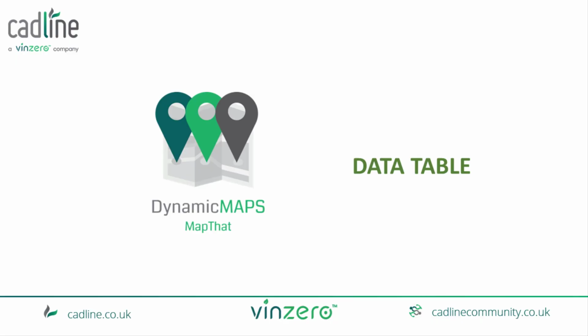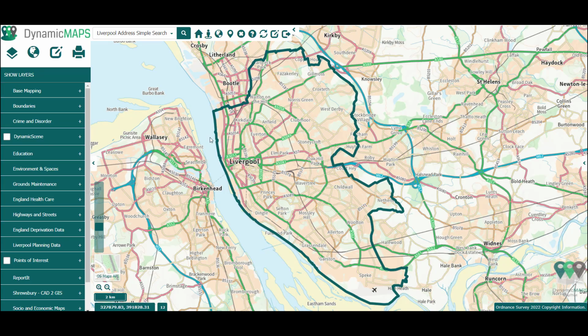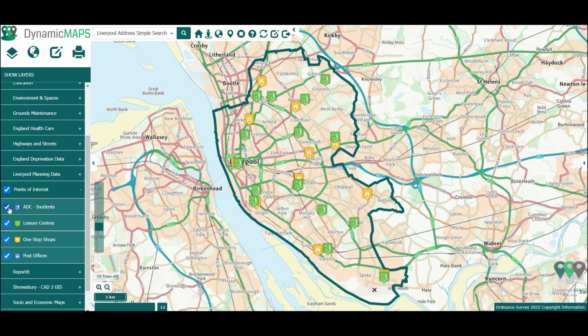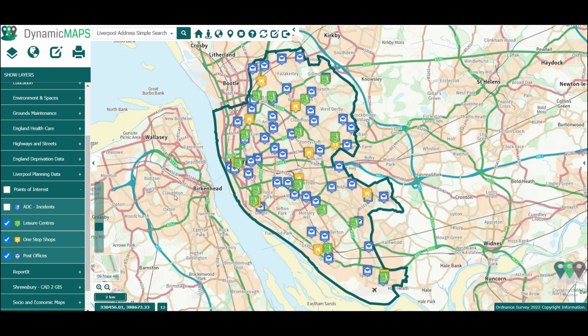Welcome to this Cadline Dynamic Maps video, where we'll be looking at the data table within MapThat. To explore the data table, firstly let's tick to display some of the points of interest layers. These include leisure centres, one-stop shops and post offices.